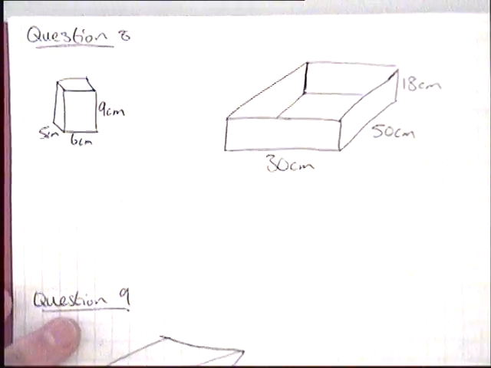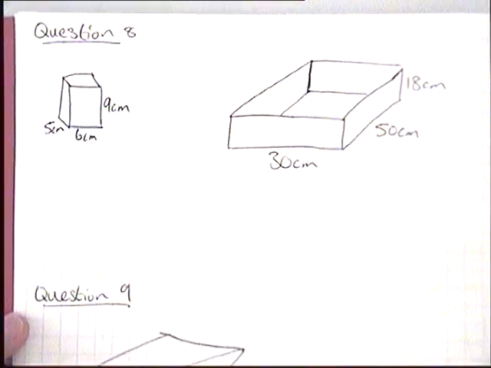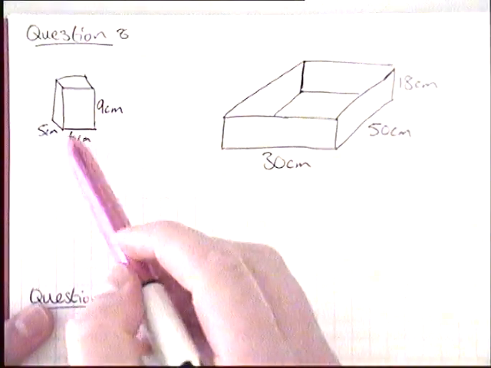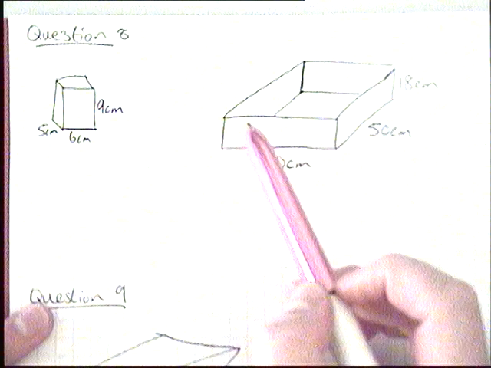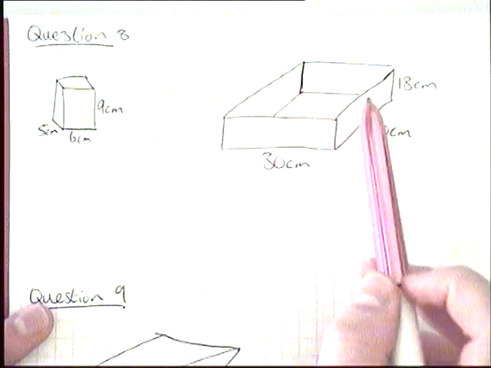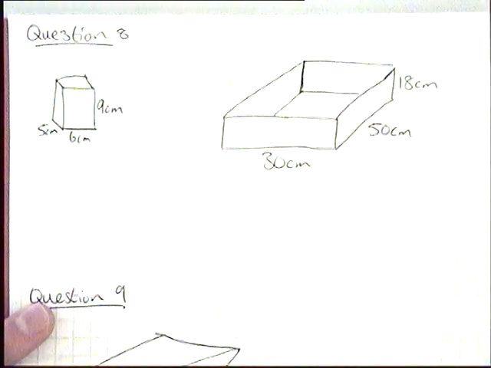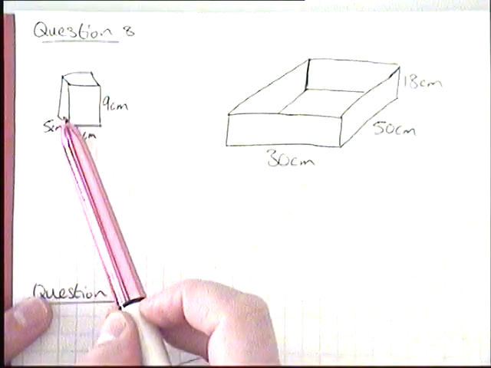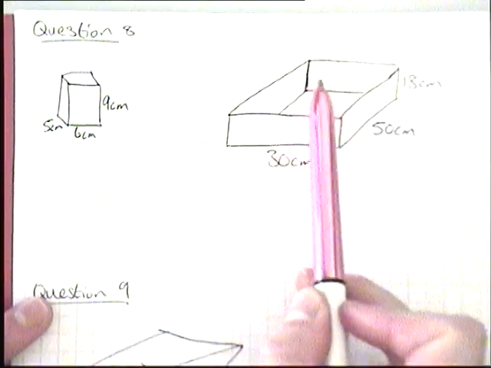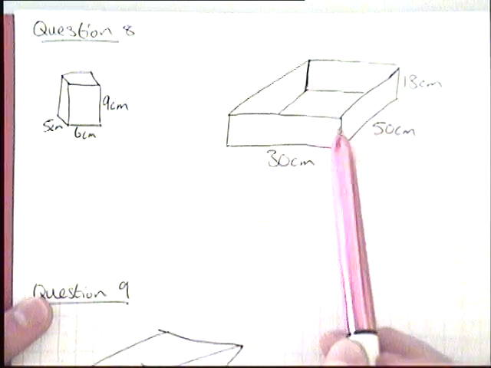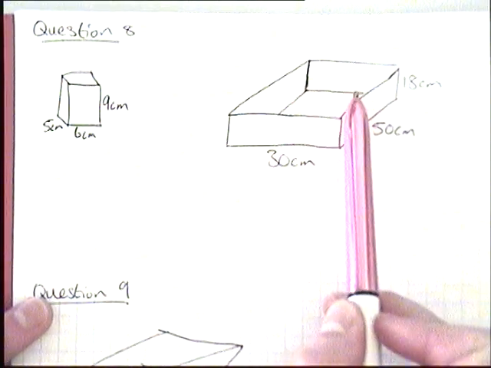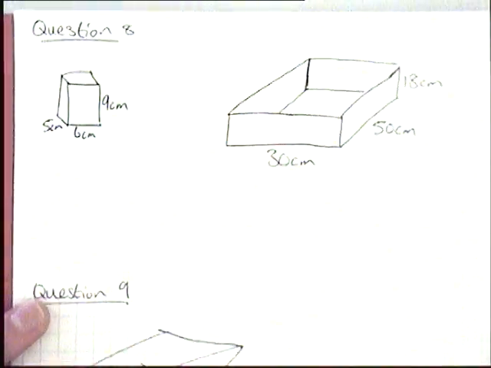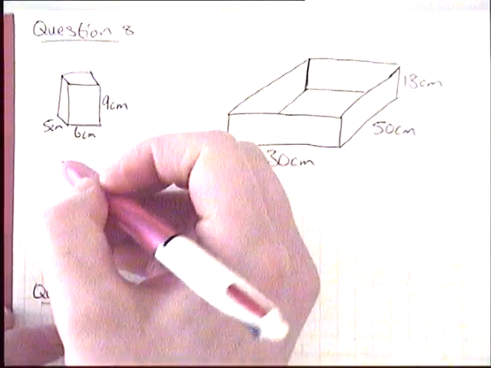Now, question 8. The question asked you, how many of the smaller cuboids can you fit into this bigger box here? It's this bigger cuboid. So we're going to work out the volume of the smaller cuboid. We're going to work out the volume of the larger cuboid. And then we're going to divide the larger one by the smaller one to work out how many of the smaller ones we can fit into the big one.